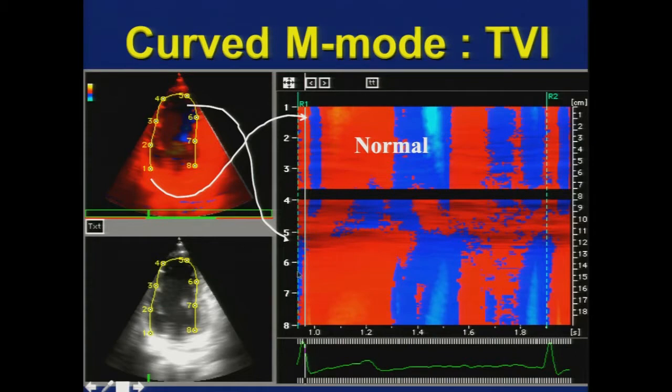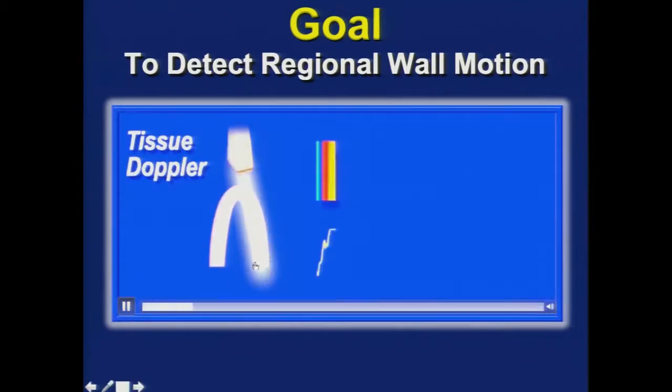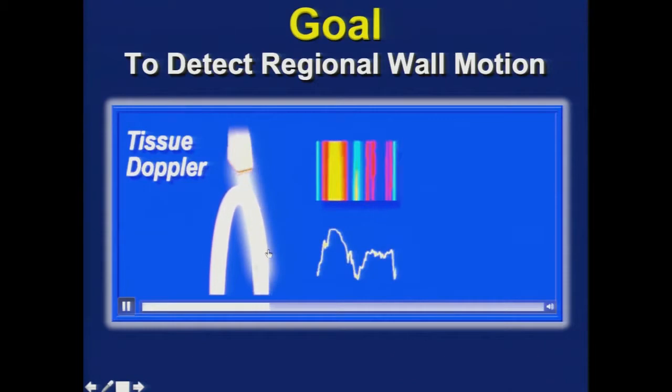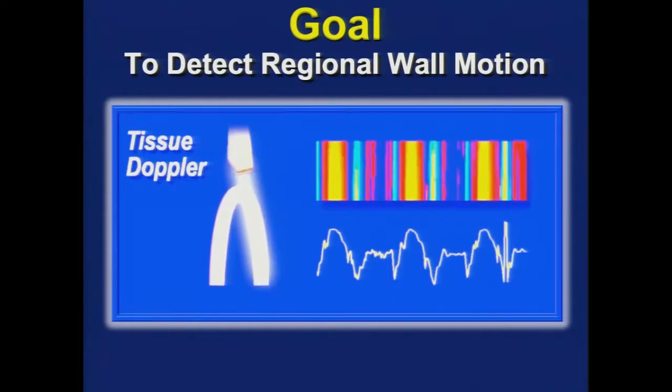Here's the QRS. So in systole, the velocities are red, meaning that they're going towards the apex or transducer. And here we see a velocity blue in early diastole. This is the E prime velocity. And the A prime velocity, the velocity is going away from the apex or transducer. So the goal is to detect regional wall motion. And you can see here that if the sample volume is placed in this segment of the myocardium, these velocities can be displayed in this curved M-mode format as we see here, or graphically as we see below.